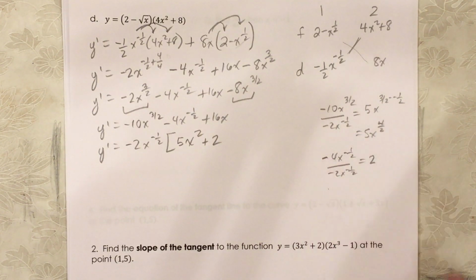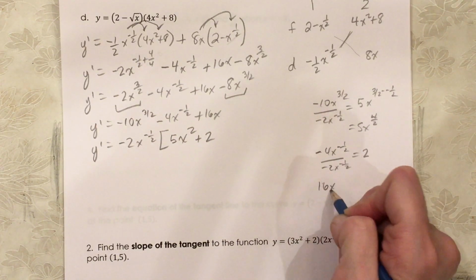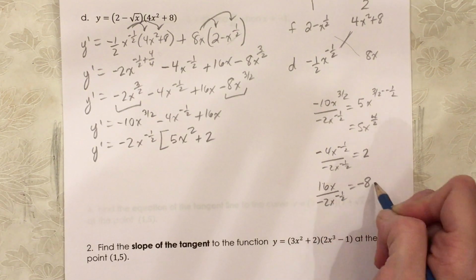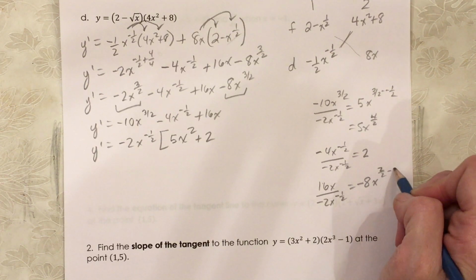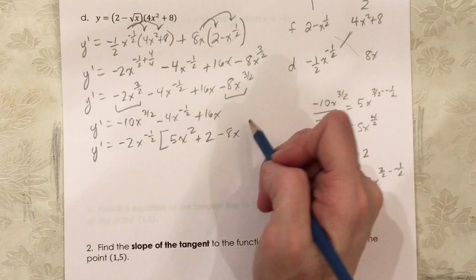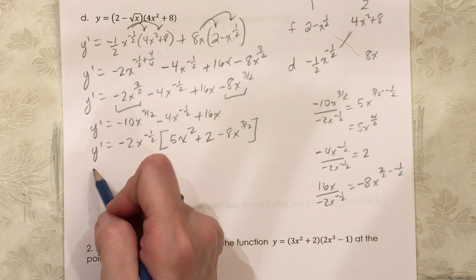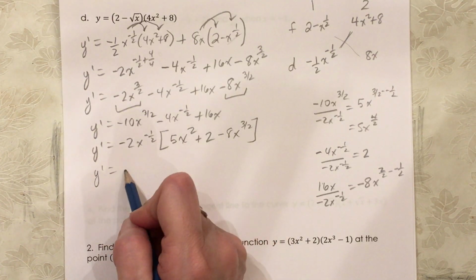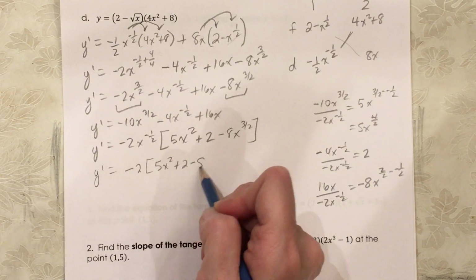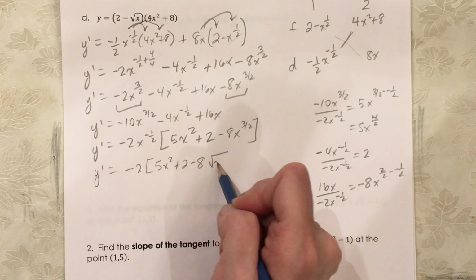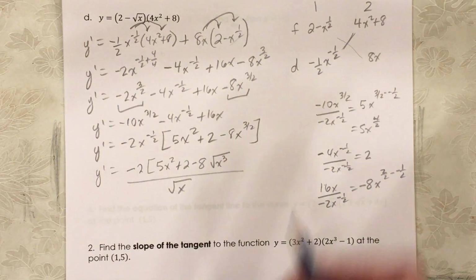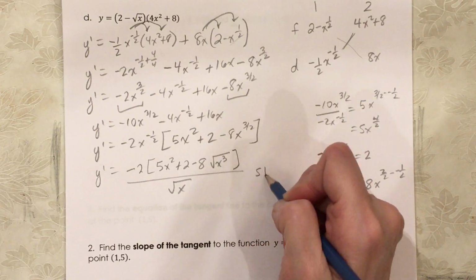And then I've got, unfortunately, this is the yucky one, so 16x over negative 2x to the negative 1/2 is going to give me negative 8x to the 2 over 2 minus negative 1 over 2. So that's going to be minus 8x to the 3 over 2, as best I can do here. And then if I write it out with roots, it's going to be negative 2 times 5x squared plus 2 minus 8 square root of x cubed, over root x. And that would be considered simplified factored form.